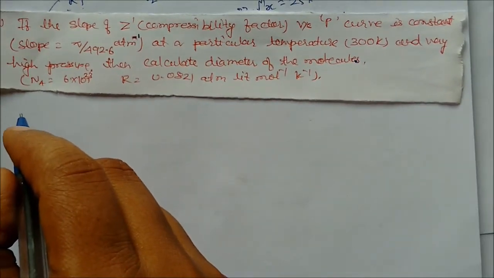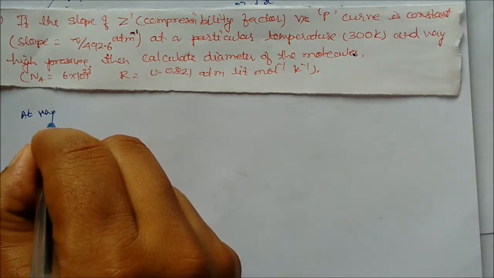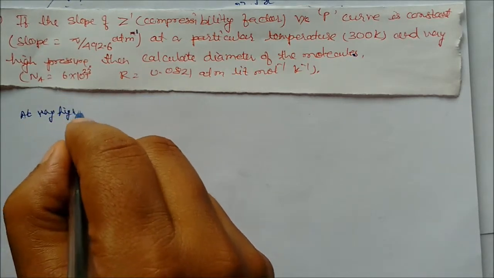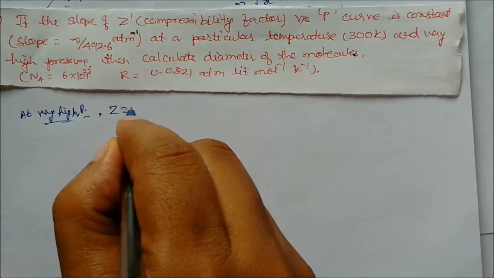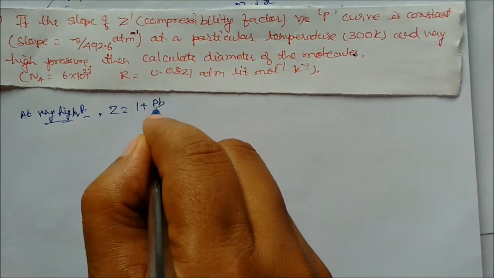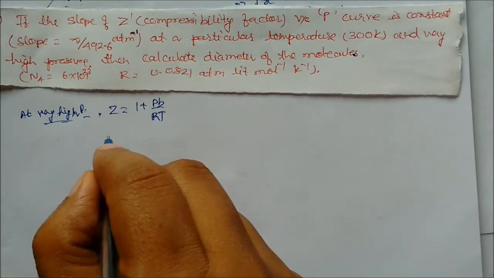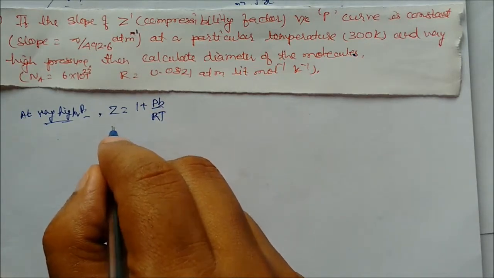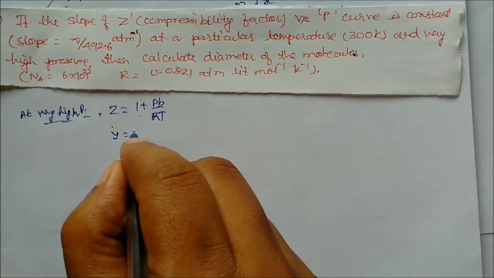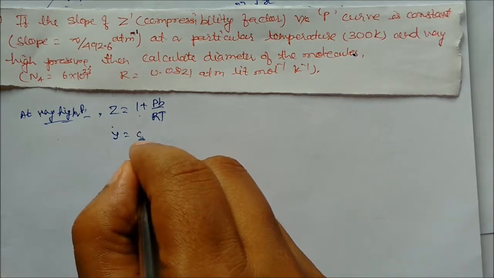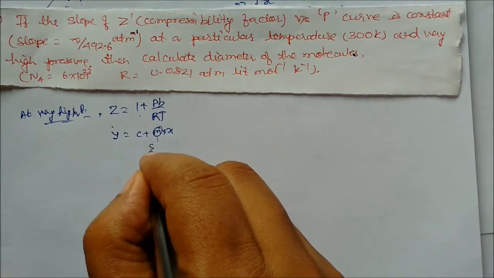So again, under very high pressure, what happens? At very high pressure, there is a modification in the van der Waals equation. So what is the modification? Z is written as 1 plus PB by RT, where P is pressure. So this is the equation of a line: this is the Y, this is your C, and this is your M into X. So M is the slope.